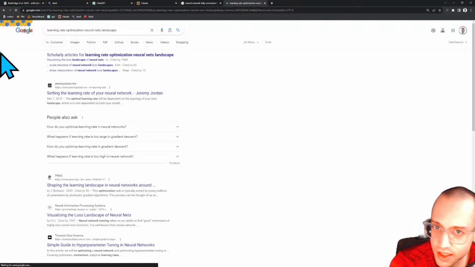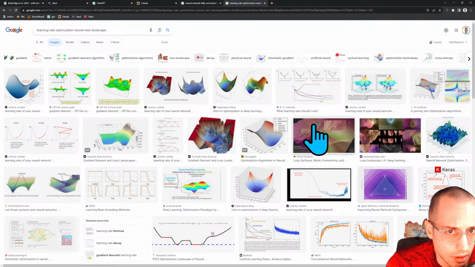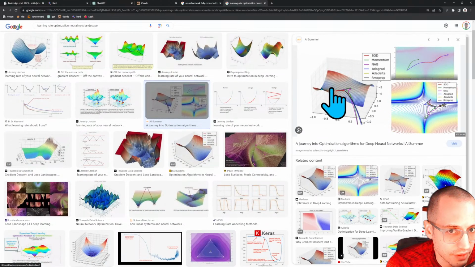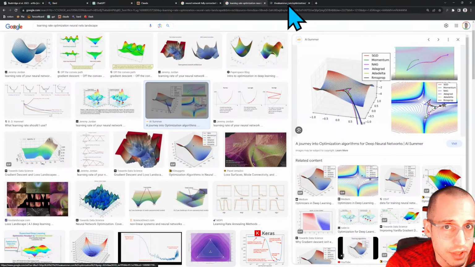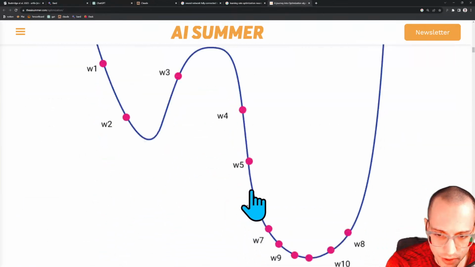Let me see if I can get the GIF. I've shown this GIF before, but this one, I think this is the GIF. I love this. Open link in new tab. Ooh, I need the GIF version of this.